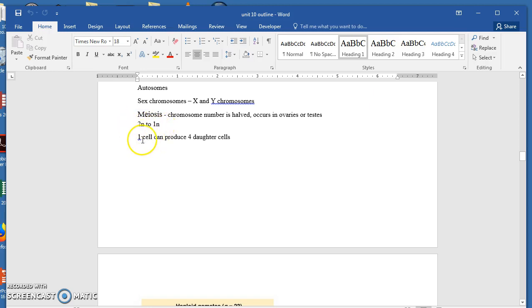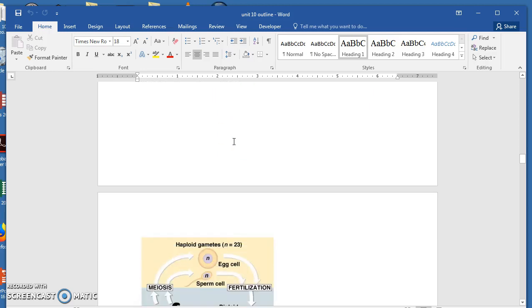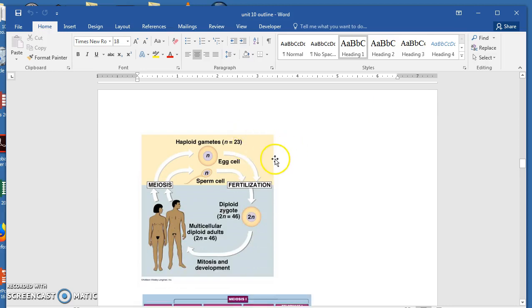And so the parent cell is going to produce a possible 4 daughter cells that are haploid, or 1N, N chromosome number. And now in this illustration, you can see the sex cells, the gametes that are haploid, will join in fertilization to form a diploid zygote, 2N, full 46 chromosomes. In each of the gametes, you have 23 chromosomes, 23 plus 23, 46, which is 2N.